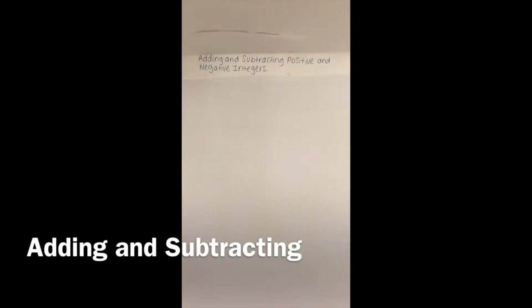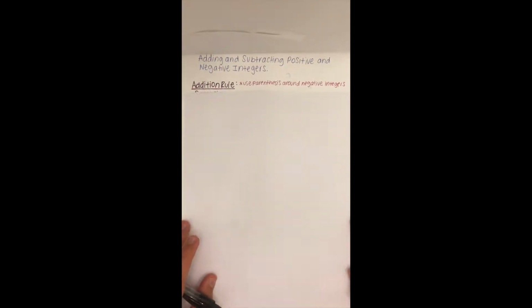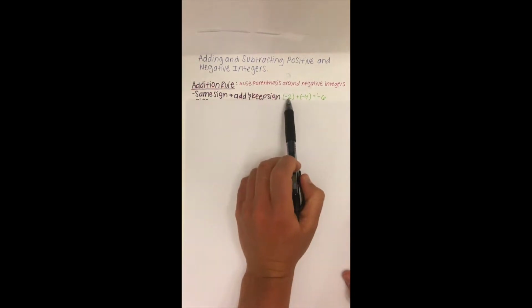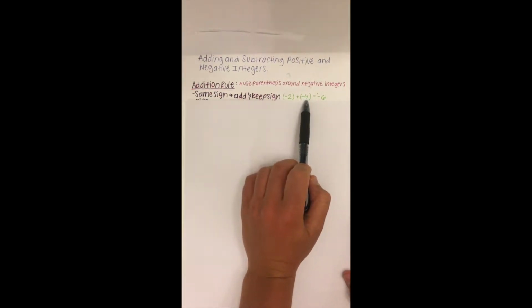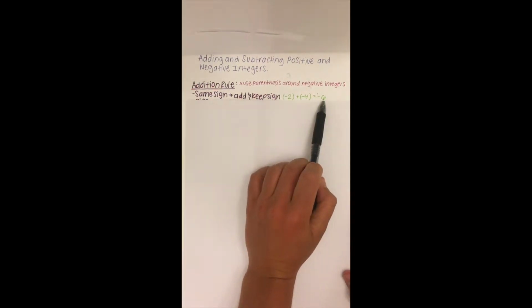Today we're going to learn about adding and subtracting positive and negative integers. So we're going to start with a refresher with the addition rule, and we're going to use parentheses around negative numbers in order to distinguish the difference. If we have the same sign, we're going to add and keep the sign. So in this example, we have -2 plus -4. We add the numbers together to get 6, and we keep the negative sign.